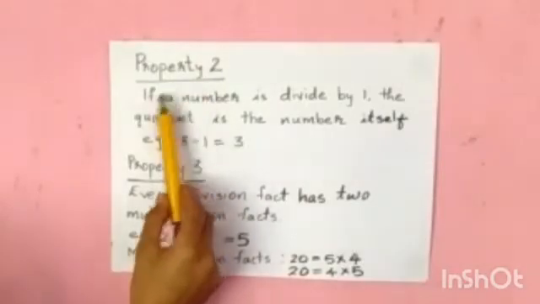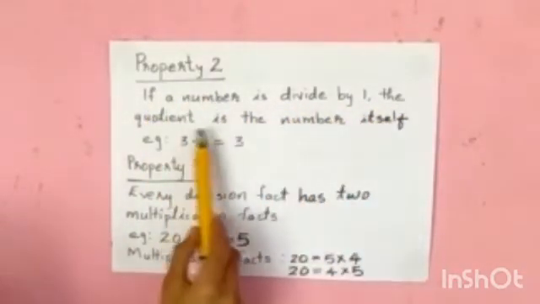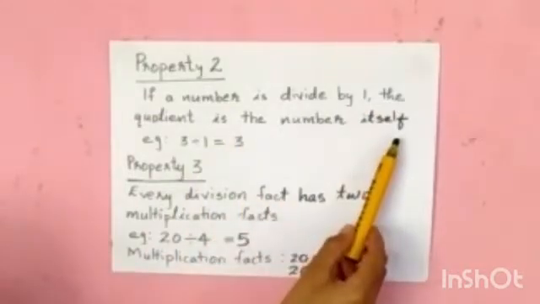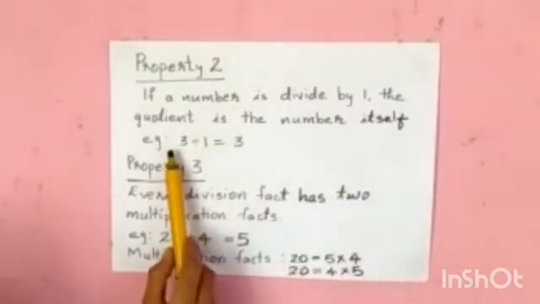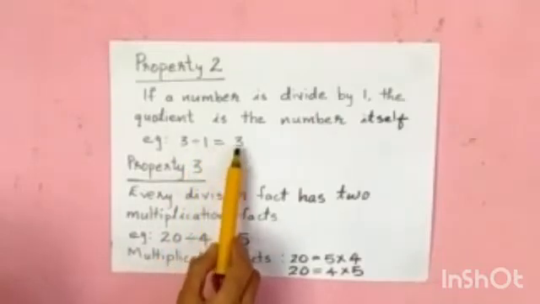Property 2. If a number is divided by 1, the quotient is the number itself. That means 3 divided by 1 is equal to 3.